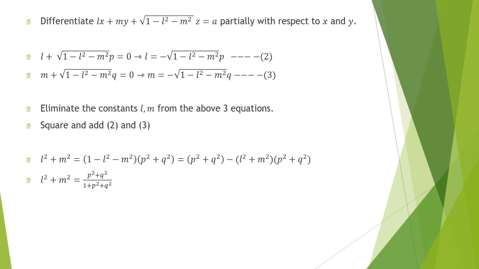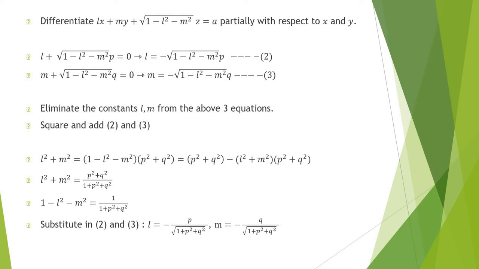We can solve for L square plus M square, and this is equal to P square plus Q square divided by 1 plus P square plus Q square. Now in the original relation, we had a term involving 1 minus L square minus M square. Let's evaluate that. 1 minus L square minus M square will be 1 minus P square plus Q square divided by 1 plus P square plus Q square, and that's equal to 1 by 1 plus P square plus Q square.